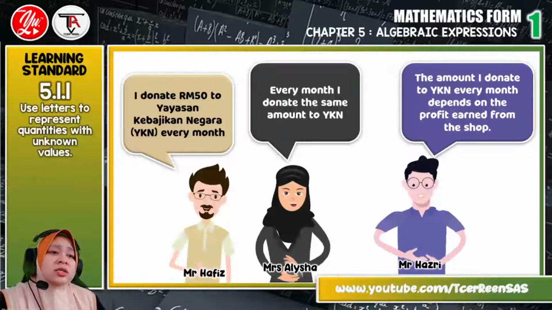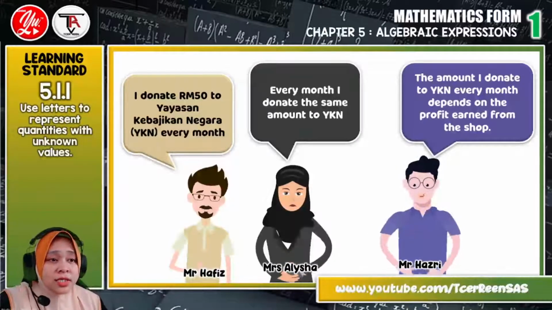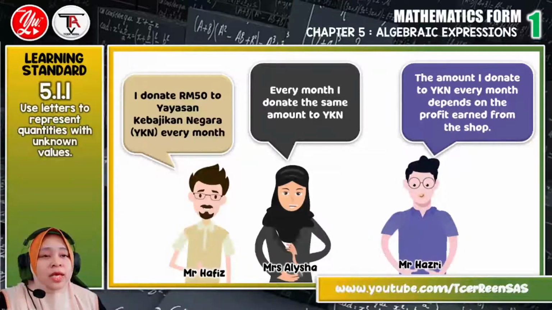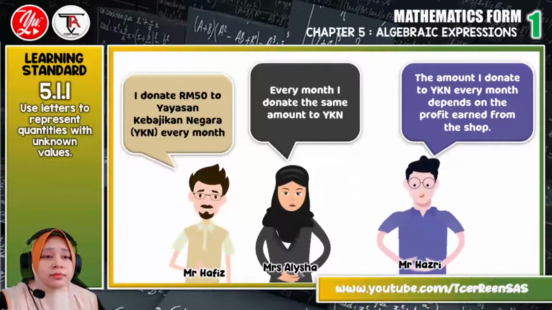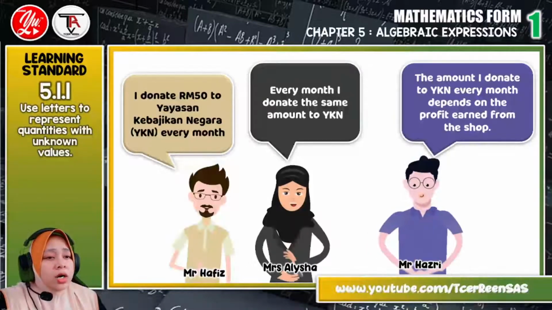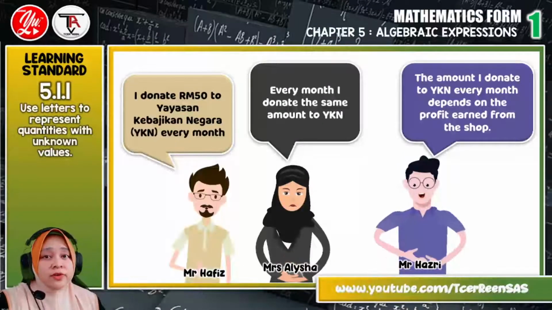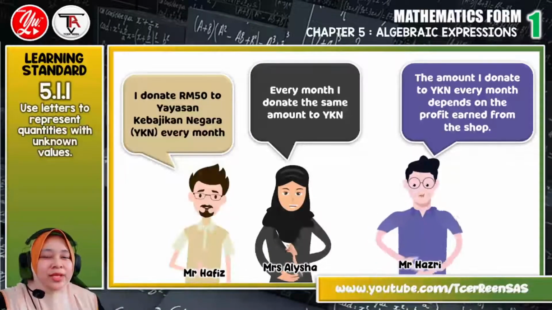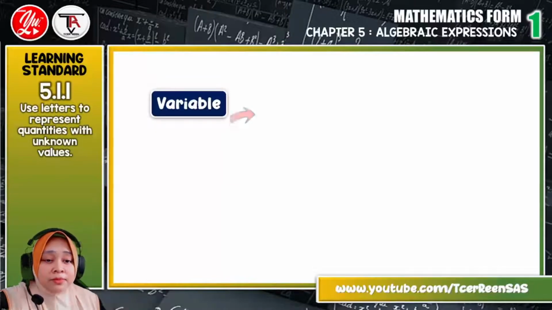Okay, the total amount of money donated by Mrs. Alicia and Mr. Hazri is a quantity with an unknown value. The quantity is known as variable. Okay, between those variables, which one has a fixed value and which one has a varied value? That is what we will learn in this video. Let's continue. What is variable?